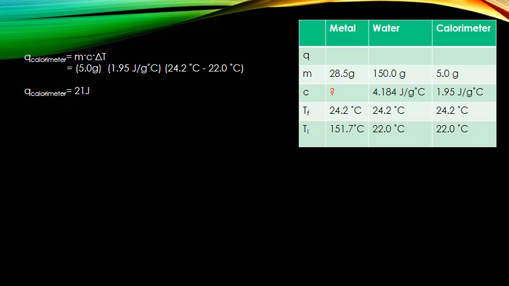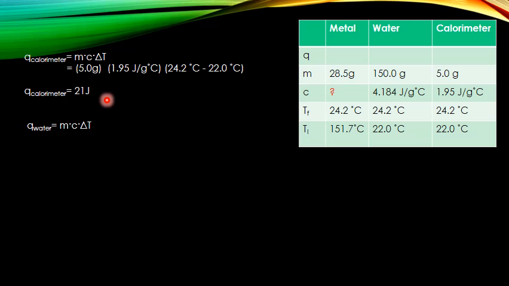So in this case, I get the Q of the calorimeter as 21 joules. You notice this is only two significant figures because if I look at my numbers up here, my mass is only two significant figures. So that's as far as I can take that. So once I figured out that, I'm also going to figure out the Q of the water.